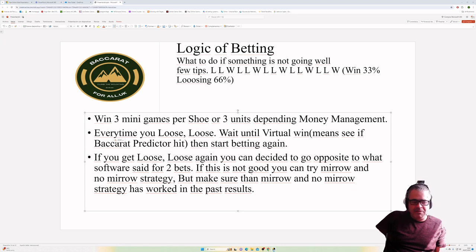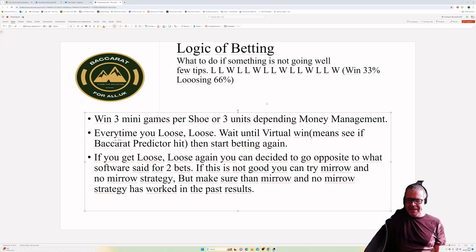Like I was explaining, the best way, for me, when I use money management, is that I'm not too greedy. I normally play three mini games per shoe. I try to start as early as possible in the shoe, and in those three mini games, I try to make three units in each mini game. It's not so complicated.